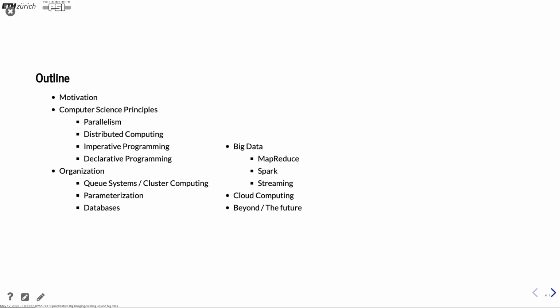So today's topic, we have some computer science principles, what is parallelism, how to work with distributed computing, etc. Then also how this is organized in the whole framework, queue systems, cluster computing, how that works. Then we go on to big data and tools for how to work with big data and cloud computing and what happens beyond that.